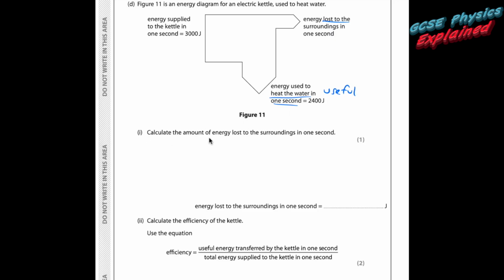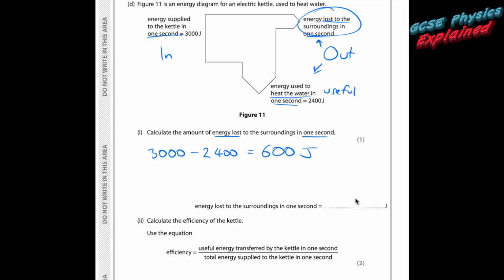Part 1. Calculate the amount of energy lost to the surroundings in 1 second. So they're just saying in 1 second, 1 second, 1 second. Don't let that put you off. Right, what goes in must come out. We've put 3,000 joules in. We've only got 2,400 joules that came out. So the energy that must have been lost is the difference. So 3,000 take away 2,400, so that's 600 joules lost in 1 second.